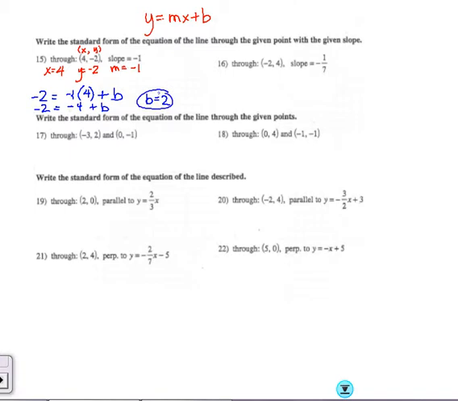That's just part of the puzzle. So it says, write in slope-intercept form. I'm just going to write SI. Slope-intercept form, the equation. So y equals, I know my m, I know my b. So my final answer would be y equals negative x plus 2. All right.